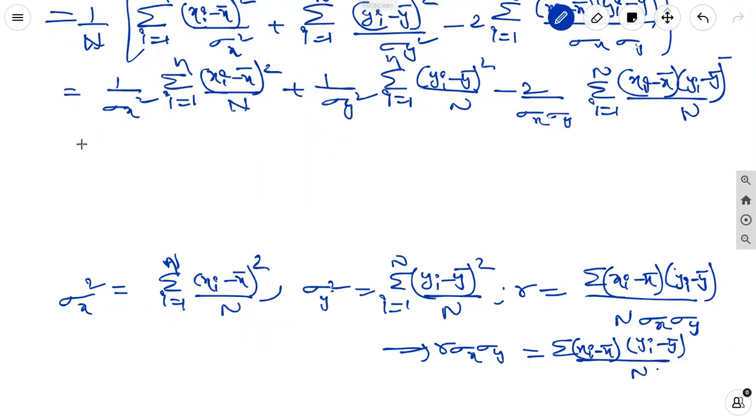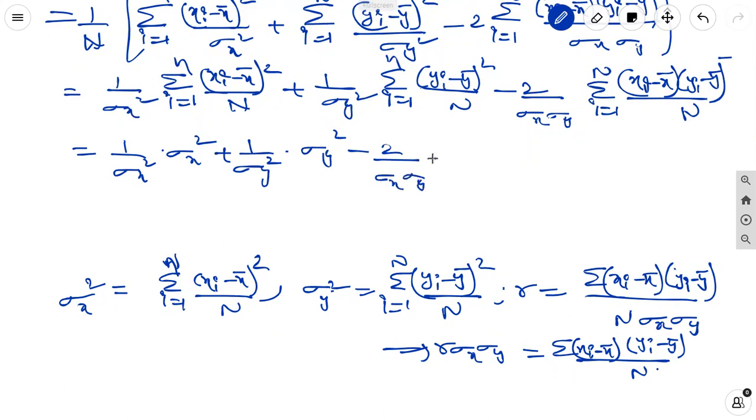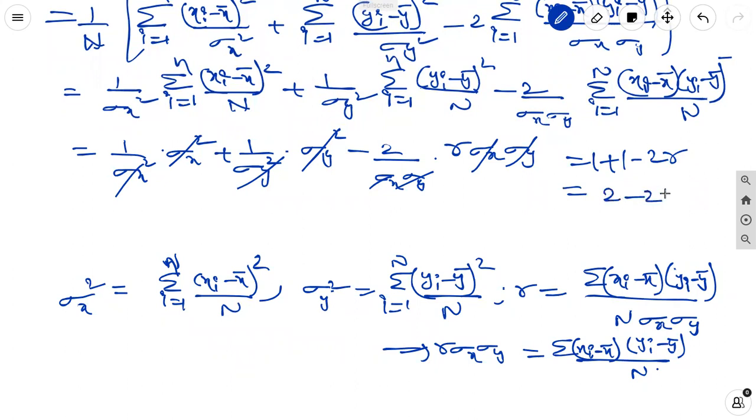These values substitute here: it is equal to 1 by sigma x square into sigma x square plus 1 by sigma y square into sigma y square minus 2 by sigma x sigma y into r sigma x sigma y. These get cancelled. It is equal to 1 plus 1 minus 2r. So 2 minus 2r, in that 2 is common, 1 minus r. Okay.